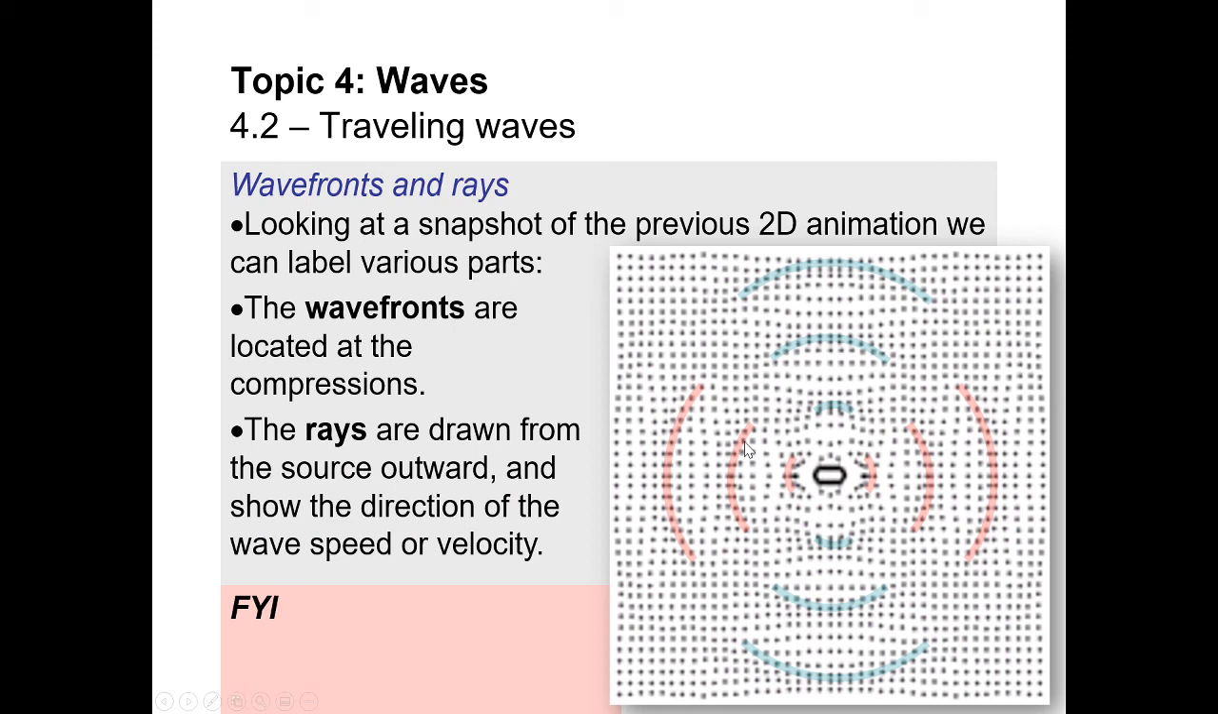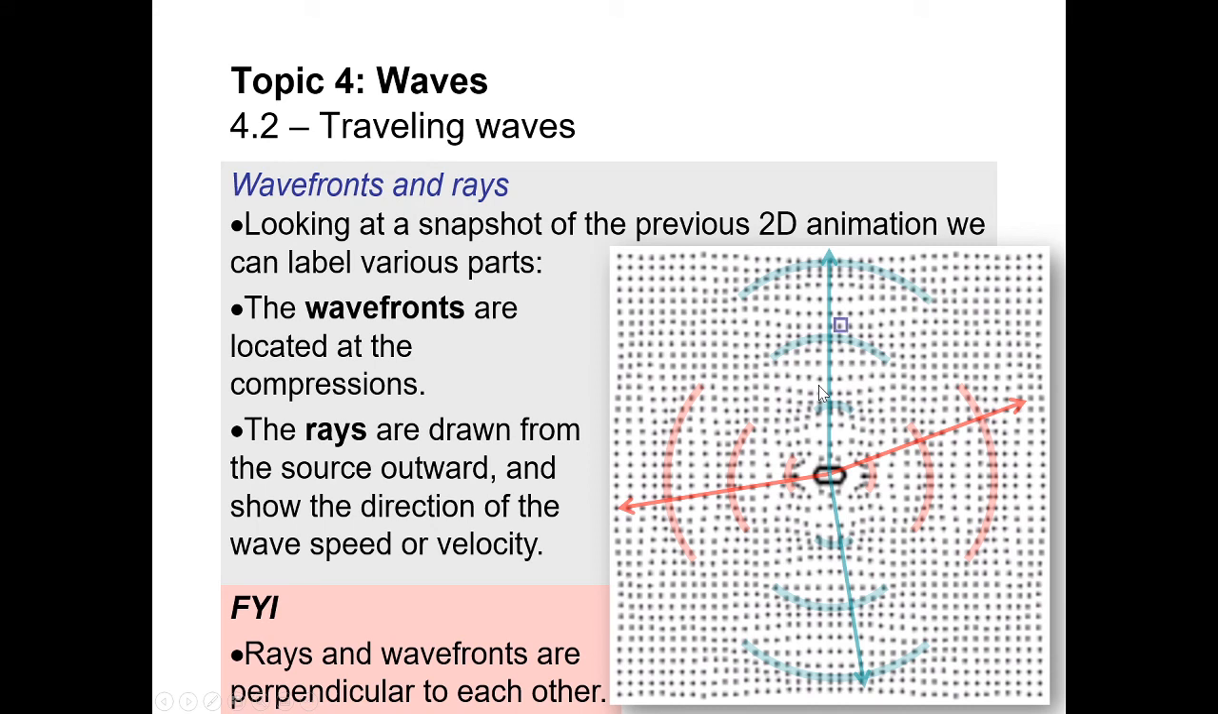Now, what is a ray? A ray is simply a vector that tells us the direction that a wave is traveling. With the blue waves, you can see that they're moving outwards up or outwards down if you're looking at the bottom half. For the red, they're either moving left or right. And what we're going to notice is that rays, we always draw perpendicular to the wavefront, so always at 90-degree angles.